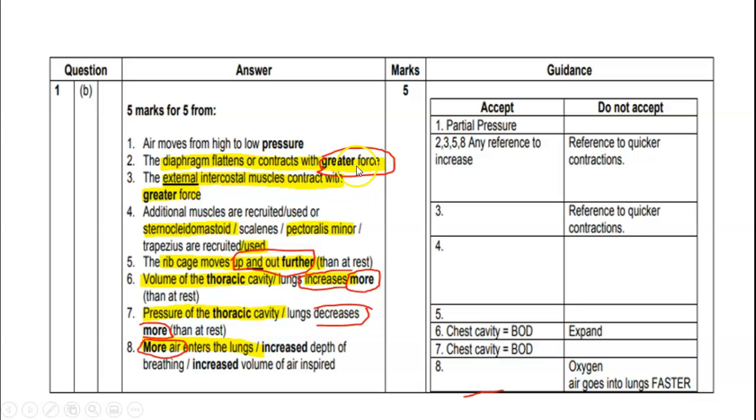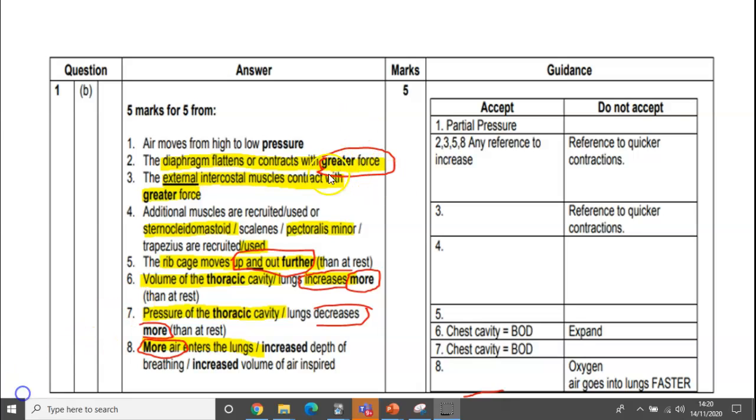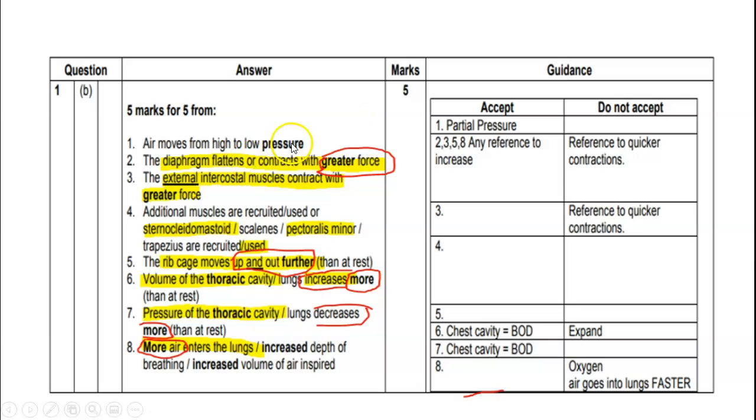As you can see on here then, with regard to the mark scheme, in this case, you can see that the diaphragm contracts with greater force, the external intercostals contract with greater force, extra muscles, the sternocleidomastoid and pectoralis major are used or contract. This causes the rib cage to move up and out further. Volume of thoracic cavity increases more. So you could just see there, it's pretty repetitive of what I said to you before. So that is how it would look with an answer like that.